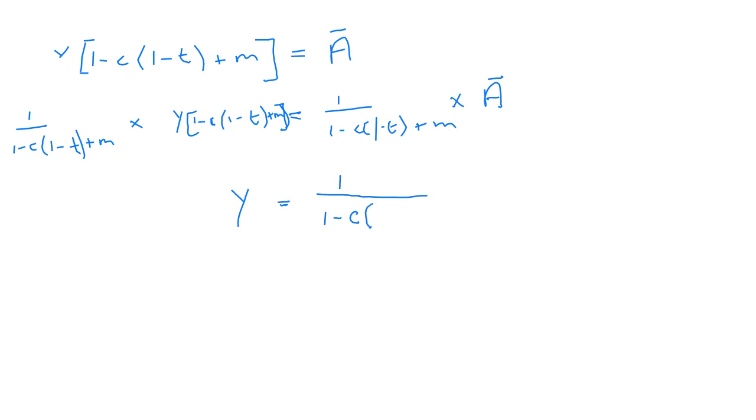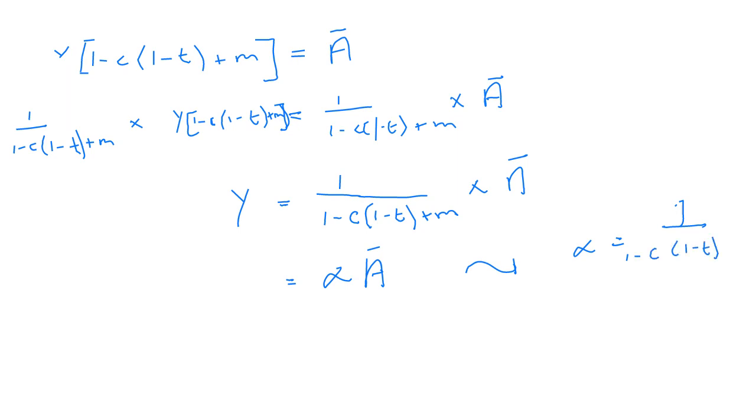marginal propensity to consume, 1 minus T plus M multiplied by our autonomous spending. Now the multiplier then changes. I'm sure you've seen this before, but in this case, our multiplier has now changed to 1 over 1 minus C, 1 minus T plus M, M being the marginal propensity to import.